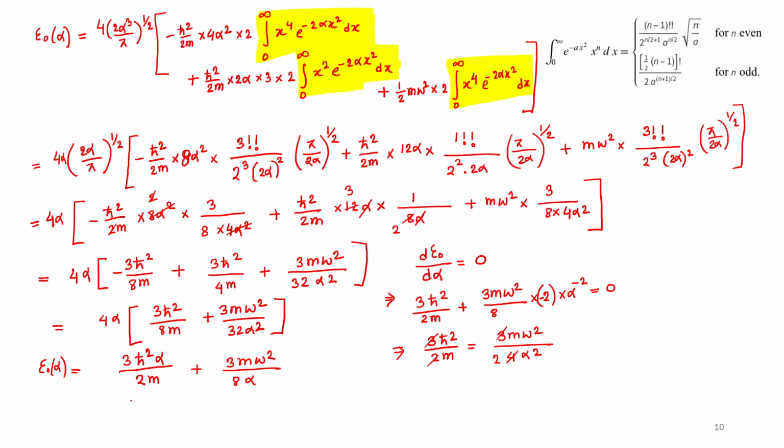Actually I have done it here. Sorry for that. I will do my best. Alpha square divided by 4 is m square omega square divided by 4.